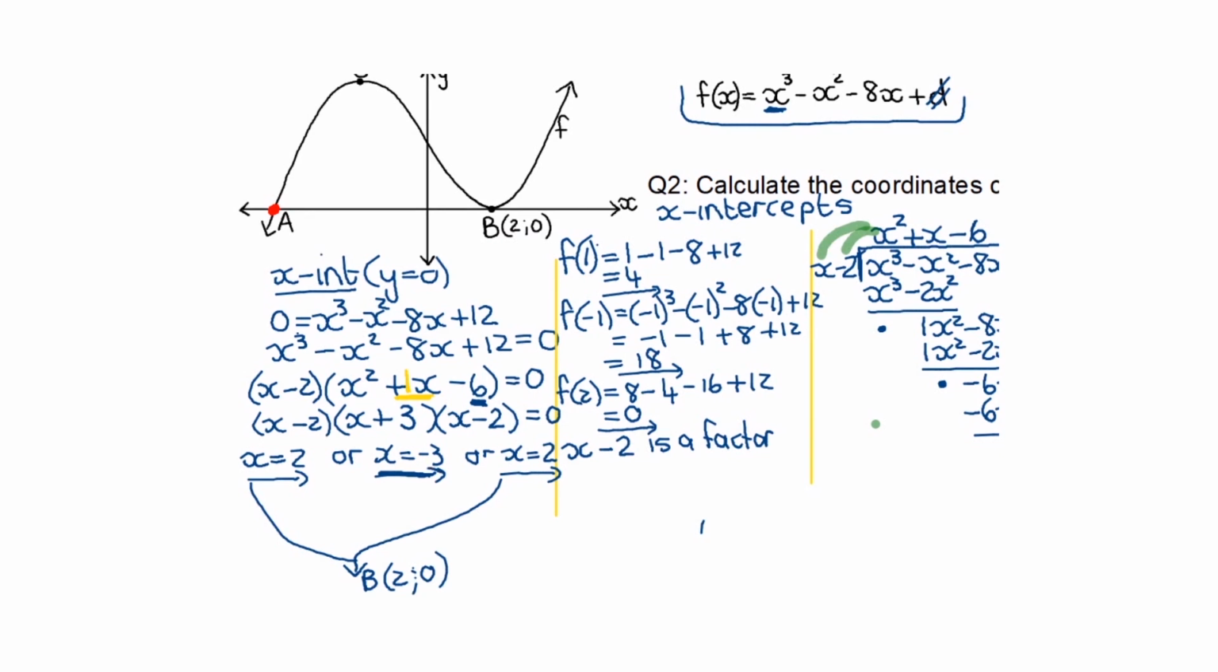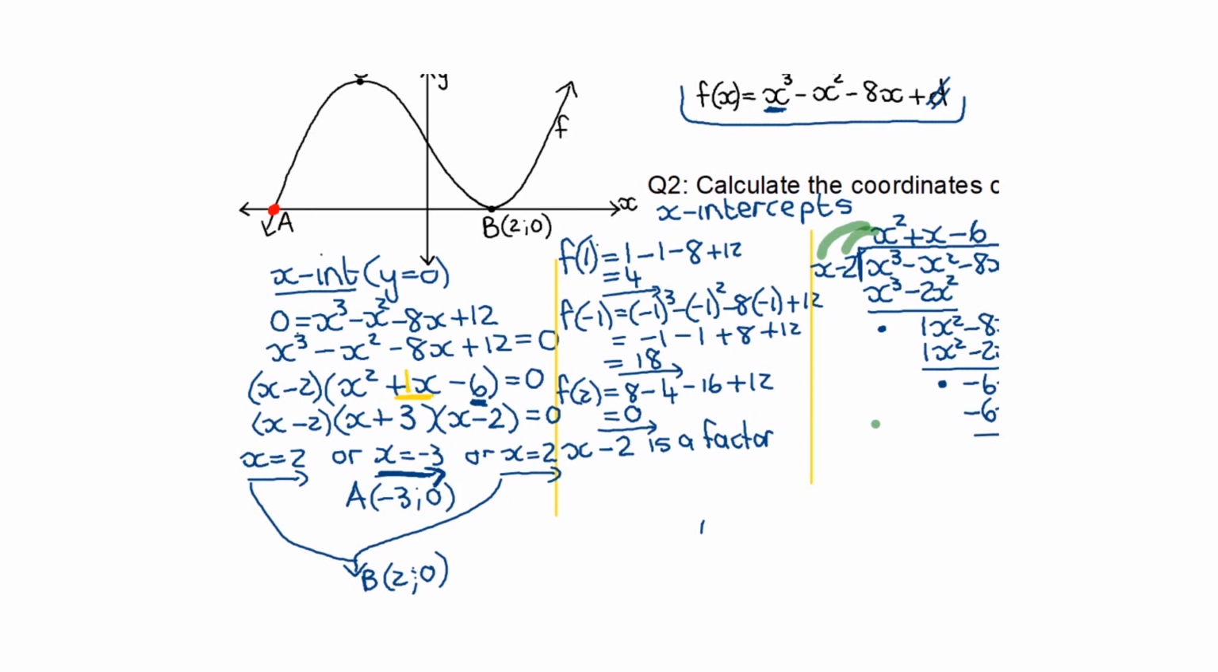So the other one, the actual question was, what are the coordinates of A, which must then be x equals negative 3, and because it's lying on the x-axis, the y value will be equal to 0. So this question was, what are the x-intercepts? And I have determined that.